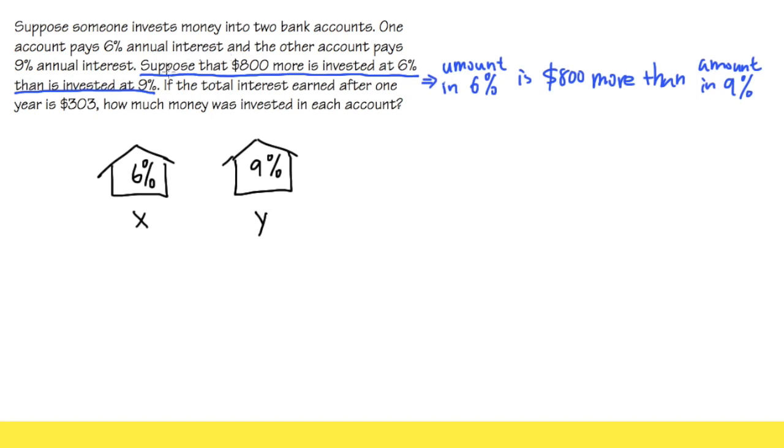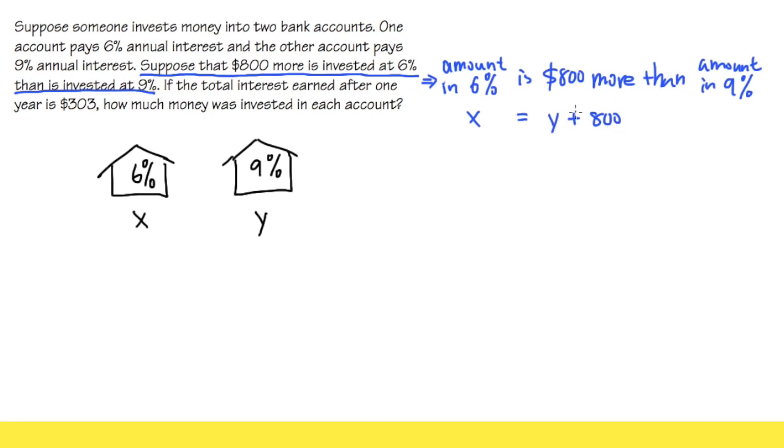If you read this and think about it in your own words, it will be really helpful to write it down just like how I'm doing right here. If you look at this, it's so much easier to translate into an equation. The amount in the 6% account, which we called x earlier, is $800 more than the amount in the 9% account. We know this is y, so let's put down y first. And it's $800 more, so let's add $800.